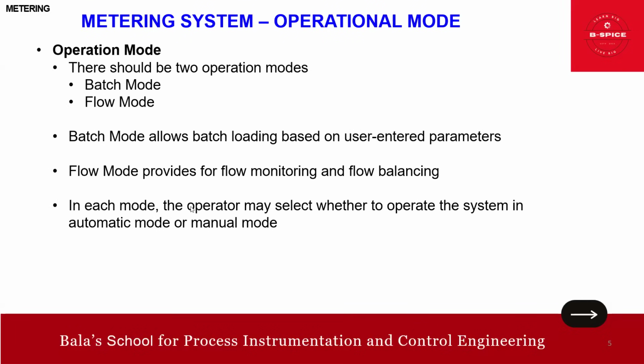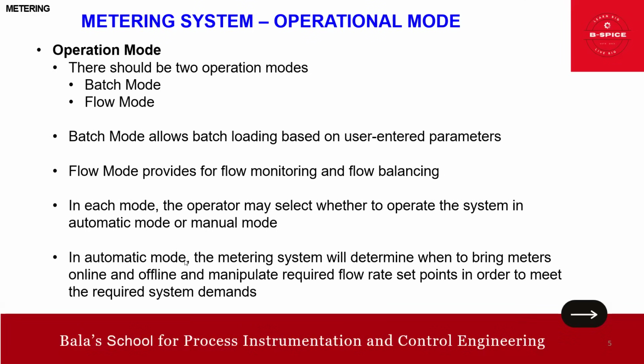In each mode, the operator may select whether to operate the system in automatic or manual mode. In each mode, we can have this option. In automatic mode, the metering system will determine when to bring meters online and offline and manipulate the required flow rate set points in order to meet the required system demands.